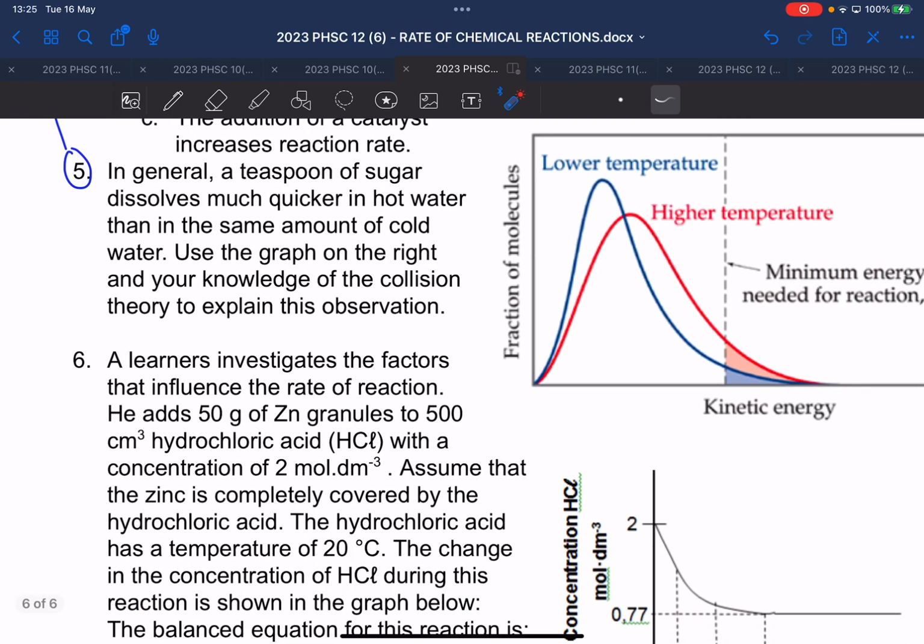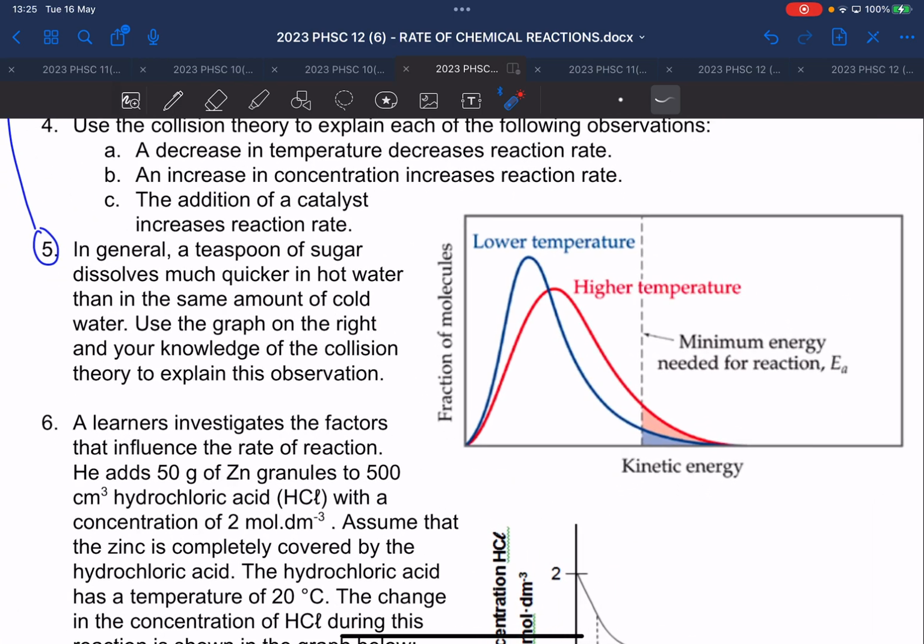Alright, now they say, in general, a teaspoon of sugar dissolves much quicker in hot water than it does in cold water. Use the graph on the right and your knowledge of the collision theory to explain this observation. Question 5 that I just read out loud. Go. In hot water, the particles get faster. Why? What is that sentence that you have to say over and over?